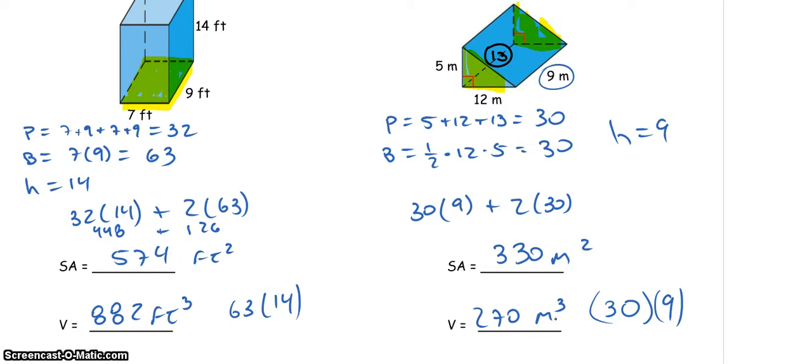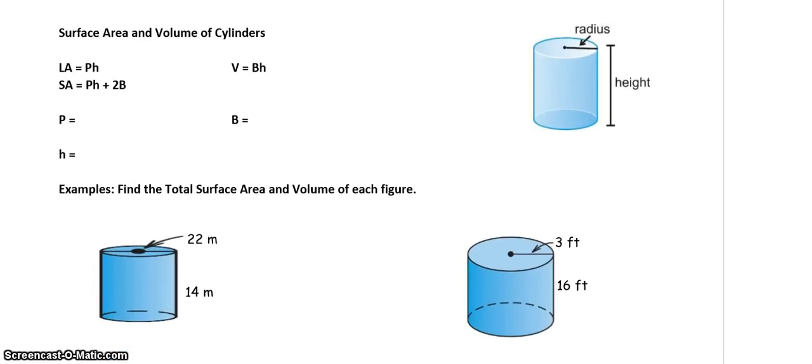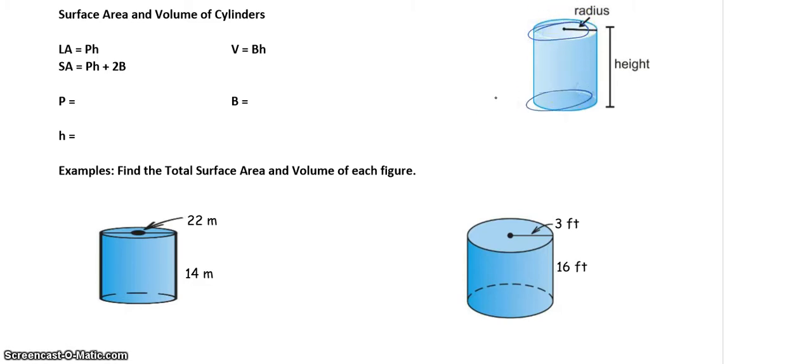All right, so that's prisms. Now let's talk about cylinders. Cylinders aren't much different. If you notice, they're the exact same formulas. Prisms and cylinders have the exact same formulas. The only difference is, think about this, what's the base of my cylinder? The base of my cylinder is a circle.